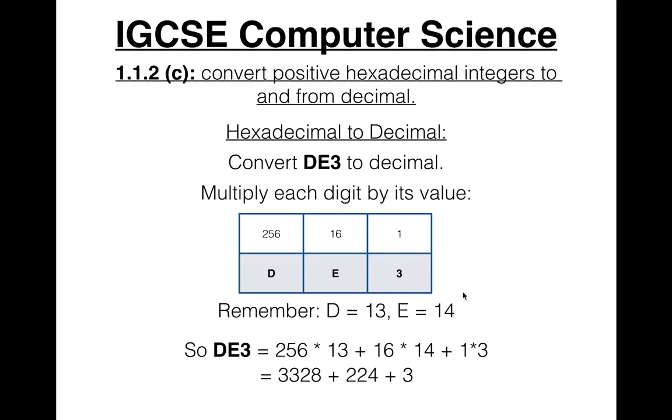So we get 3,328 plus 224 plus 3, which makes 3,555. Now, I don't think that the exam is going to give you really large values like DE3. Maybe 2 digits, maybe perhaps 3, but I don't know if they're going to do 4. But because it's a non-calculator test, I can't imagine anyone asking you to convert really large numbers like that, unless of course they think you're really good.